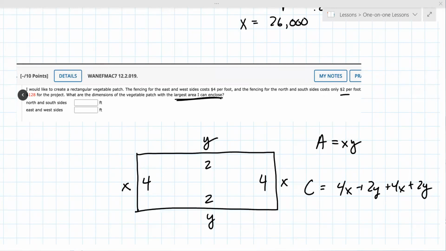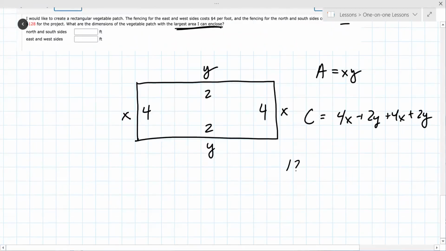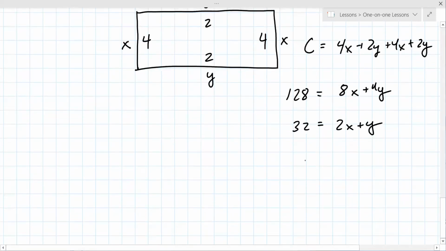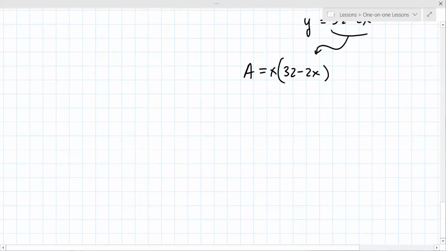Okay, now the total cost that that person, I shouldn't say he because we don't know who it is, 128 equals 8x plus 4y. So again, we're going to solve this for y just like we did in question 1. So you divide everything by 4, and this is 32 equals 2x plus y, and then y equals 32 minus 2x. The area is 32 minus 2x times x, so this is all there for xy. So the area is 32x minus 2x squared.